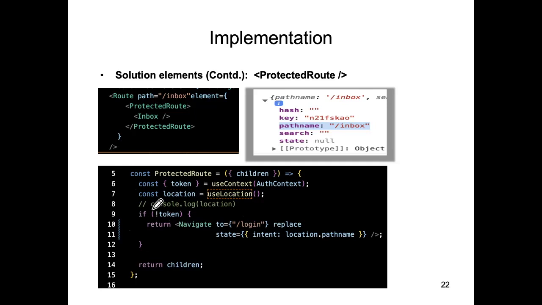Otherwise, if this overall expression evaluates to false, and it would evaluate to false if the token had some legitimate value in it other than null or undefined, and by notting it, that overall expression becomes false, so it skips over it. In that case, we're returning children. What's children? Well, in this case up here, children is inbox. And so now the inbox component is mounted, which means the inbox page is displayed.